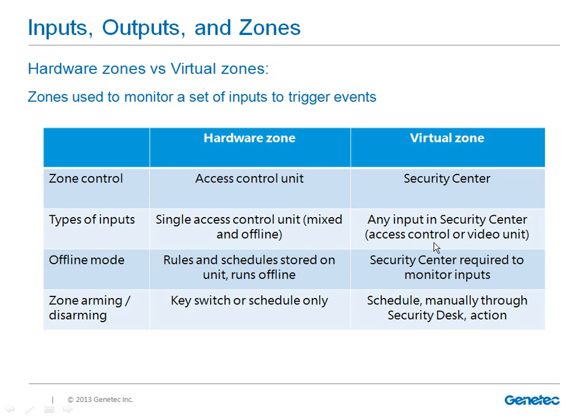Virtual zones, we can monitor inputs from multiple devices, including inputs that are on encoders or IP cameras. Now here's where we see a big difference in how the zones are handled when the unit is not connected to Security Center. Now a hardware zone is controlled by the unit, so if it can't reach the Security Center server, it still has all its information stored on the unit, such as the schedule, and it can actually run offline. Looking at the virtual zones here, everything is done by Security Center, so it needs to be online to be able to monitor the inputs and perform the actions that are based on them.